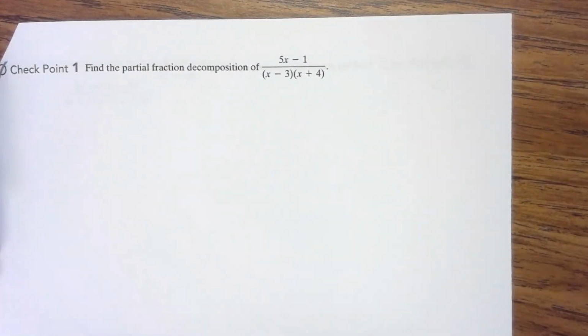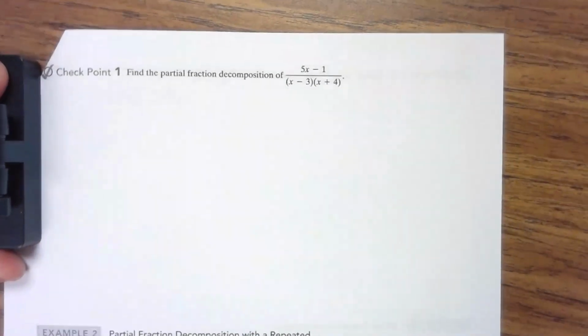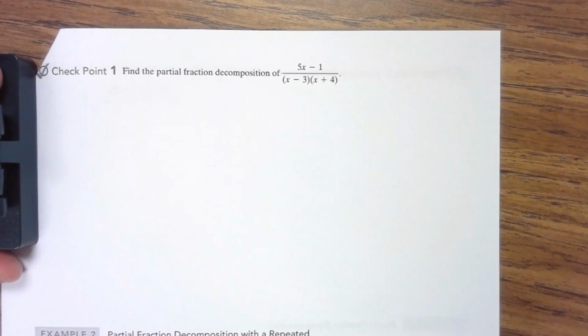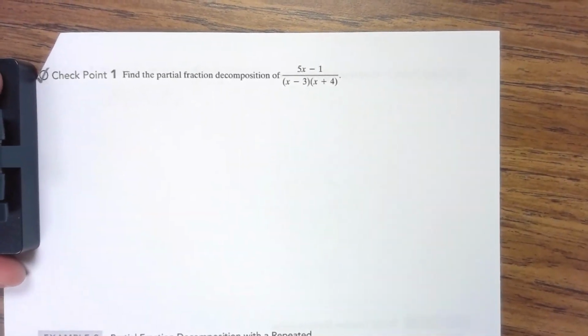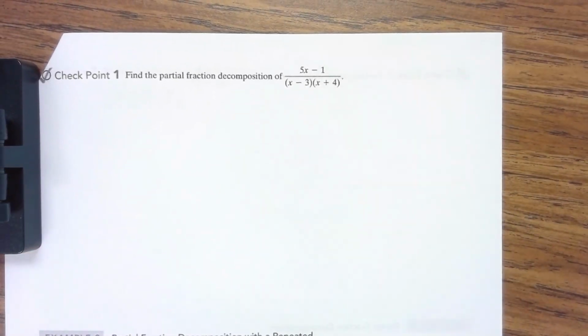Okay, well, let's have you all work through checkpoint 1 and just do the exact same thing. Find the partial fraction decomposition of the following rational expression. All right, I'll give you a little bit of time to work through that. So like 4 to 5 minutes or so, and I'll work it out as well.